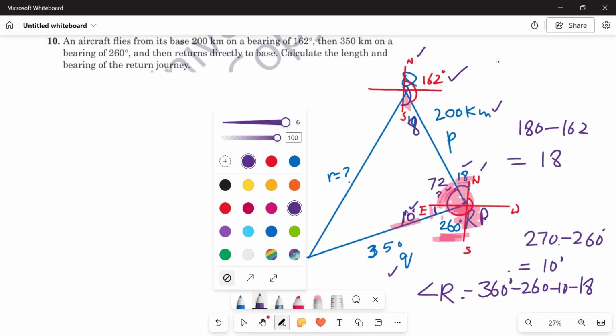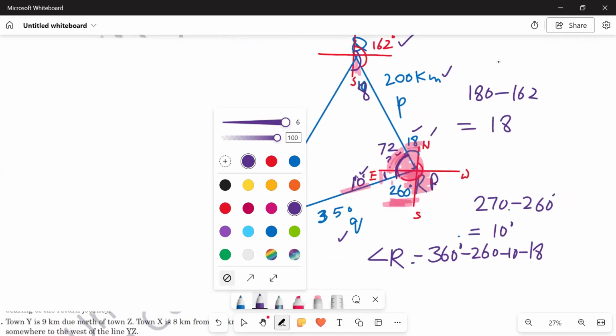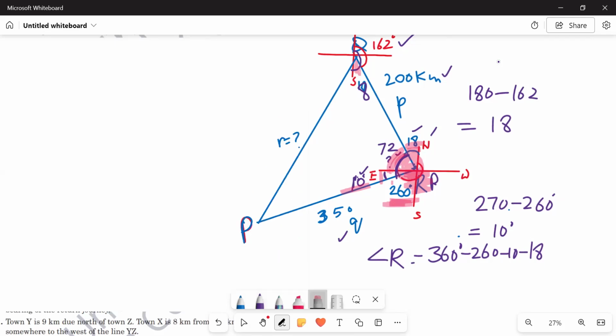This angle is 72. If we take both angles, then it will be 82. Or we can take 360 minus 260 and 18, and then we will get 82. So this complete internal angle is 82. Is it clear, this point? We will move next, if it's clear.